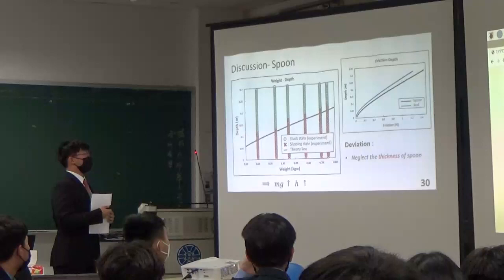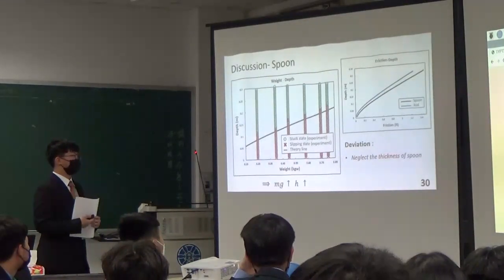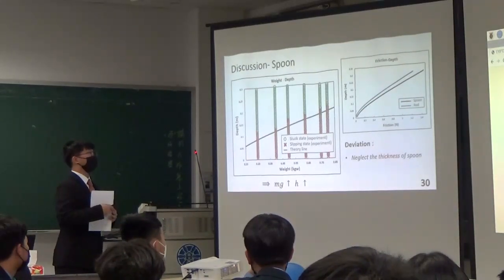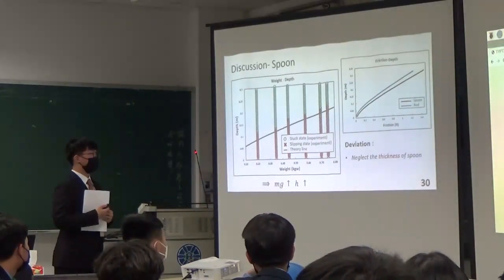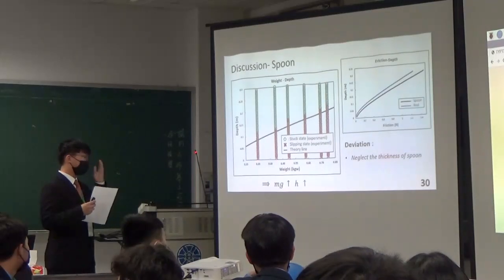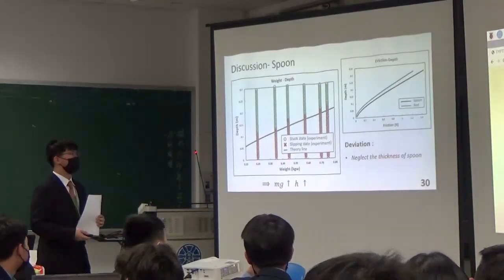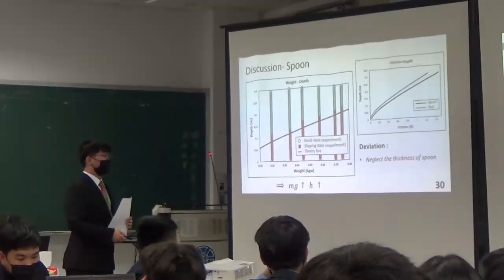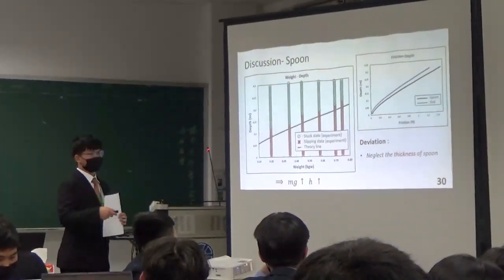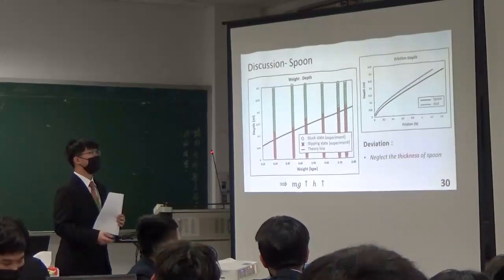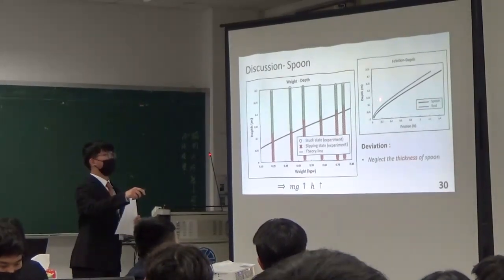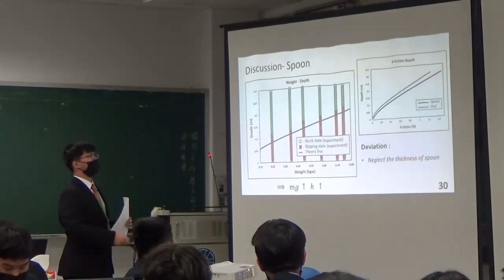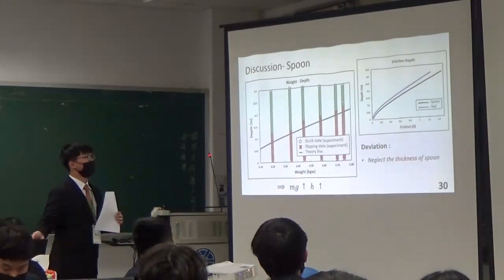And this discussion is about how we use the spoon to do the experiment, changing the mass as a parameter. So we can get the same result as with the rod. When the mass increases, the depth also needs to be increased. And the deviation comes from the fact that we neglect the thickness of the spoon, and the direction of the friction is not totally the same. And this graph compares them in the same test, because the spoon has a larger surface area, so it can provide a larger friction.